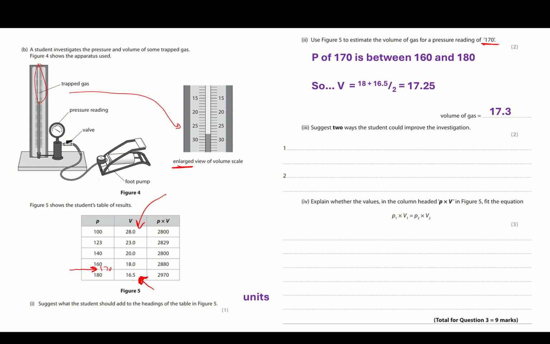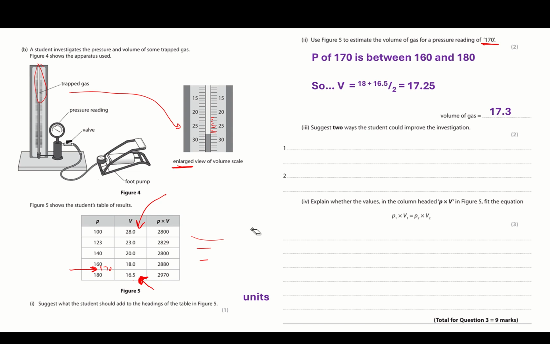Suggest 2 ways the student could improve the investigation. Well, one is we could have smaller divisions on here, so we're even more precise in our readings. Or I could repeat this again and again and again. I could have additional results and calculate a mean. They're the main 2 every time.